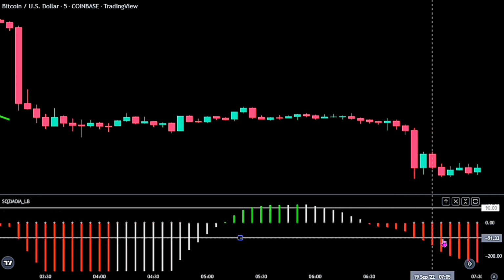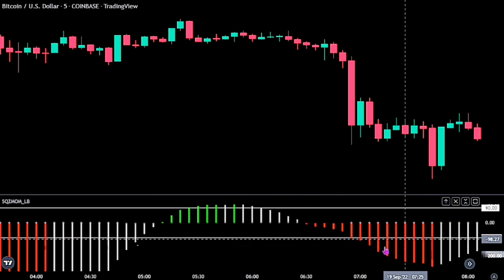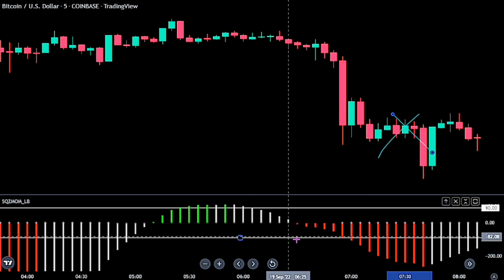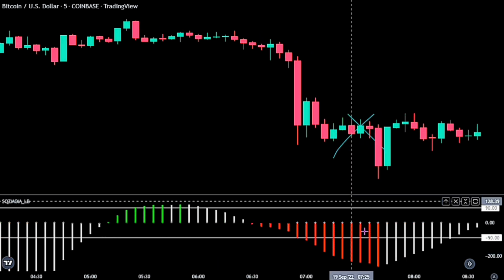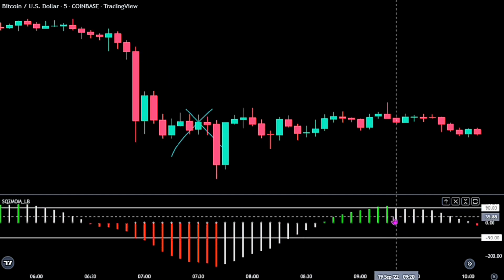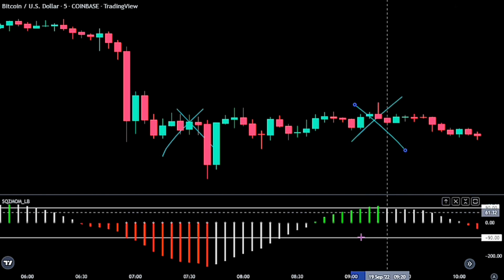We could see here again, we had the red histogram close below the -90 band line again, so we won't be placing any buy trade at this white histogram, and at this point, we are hunting for sell entry. Let's move a bit further, and we could see we got a green histogram that closed above the 90 band line, so our sell trade becomes invalid on this white histogram.